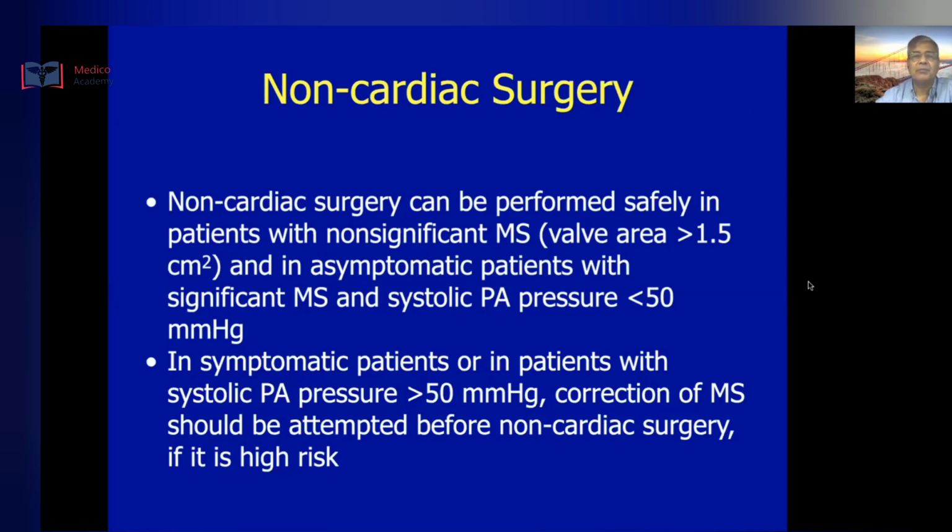Non-cardiac surgery in patients with mitral stenosis. Non-cardiac surgery can be performed safely in patients with non-significant mitral stenosis, in case the valve area is greater than 1.5 centimeters square, and also in asymptomatic patients with significant mitral stenosis and a systolic pulmonary artery pressure less than 50 millimeters of mercury. In symptomatic patients or in patients with systolic PA pressures greater than 50 millimeters of mercury, correction of mitral stenosis should be attempted before non-cardiac surgery if it is high risk.